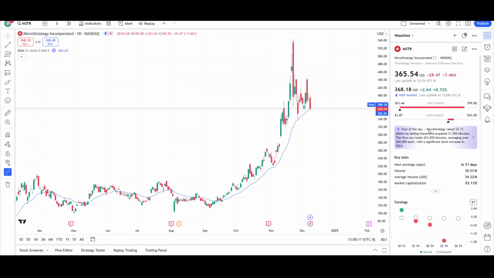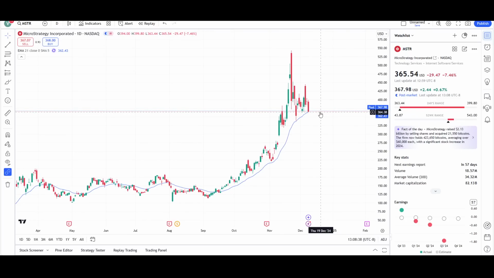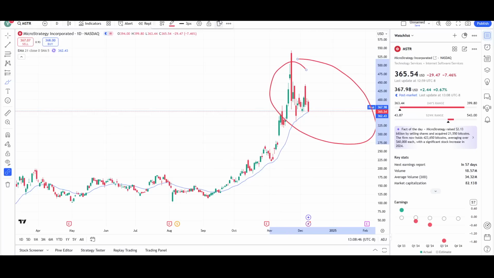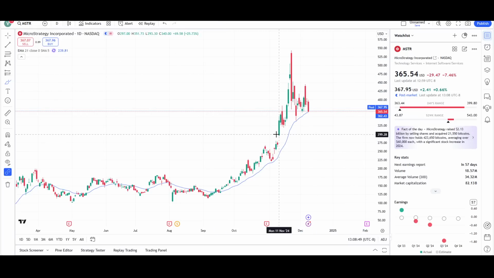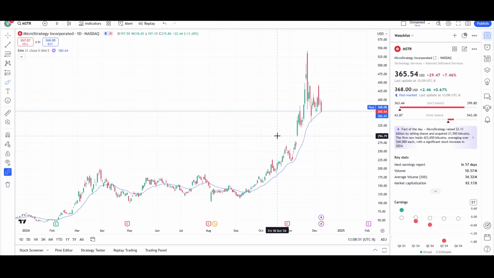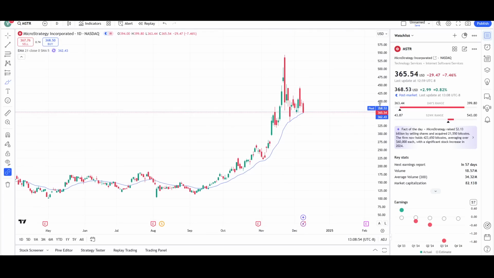Even though the news was pretty good, MicroStrategy raised 2.13 billion by selling shares and acquired 21,550 bitcoins. The firm now holds 423,650 bitcoins, averaging over 60,000 each, with a significant stock increase in 2024. So that was good news, but the price dropped lower. Just because the fundamentals are good long term doesn't mean we can't still see a short term price drop. So that's what's happening right now.